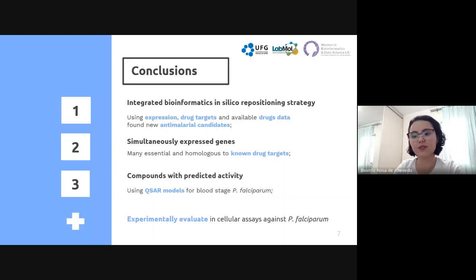Finally, further studies to experimentally evaluate the selected compounds in cellular assays against Plasmodium falciparum will be conducted.